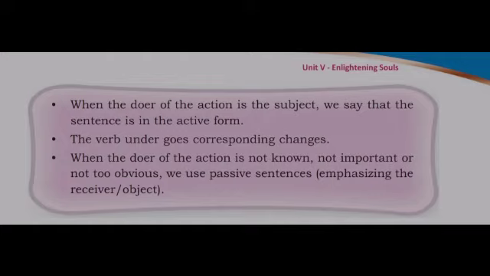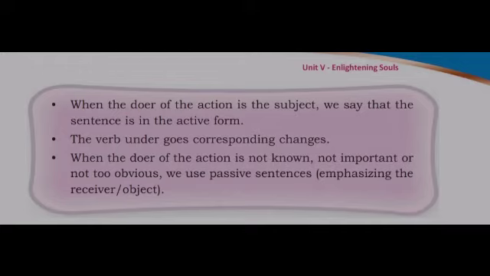When the doer of the action is not known or not important or not too obvious, we use passive sentences, that is, we give due importance to the receiver or object, emphasizing the object in a sentence. And the sentence pattern is object, verb, subject.